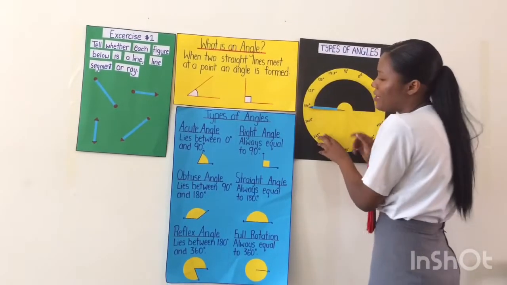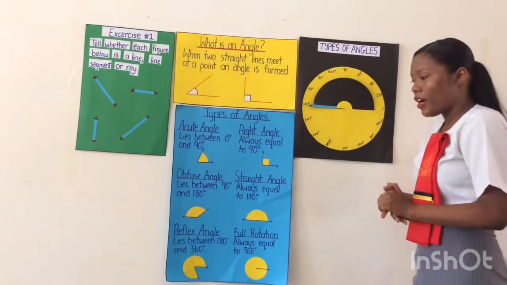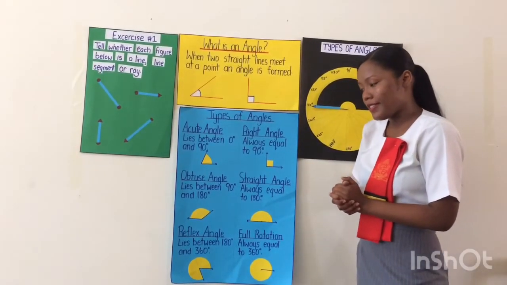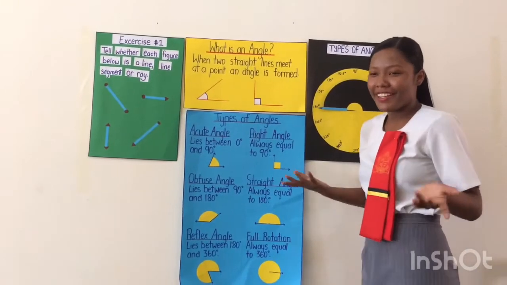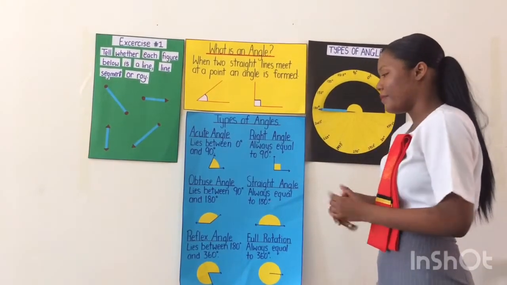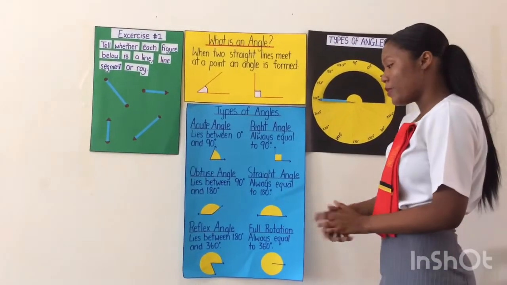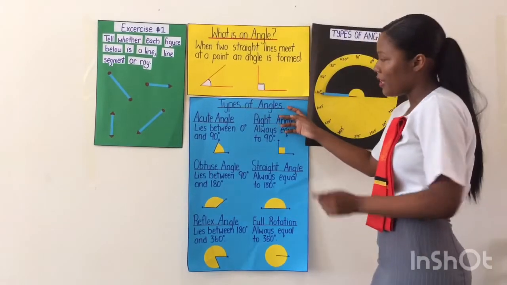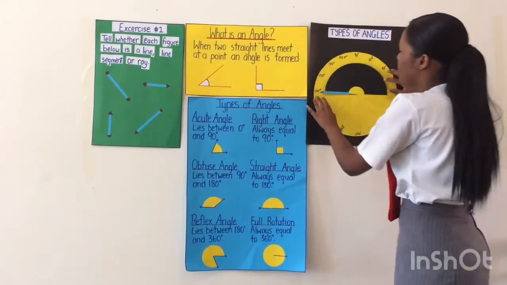So now let's look at our reflex angle. Now what it says here is that our reflex angle lies between 180 and 360 degrees. Now, Shania, can you tell me where our reflex angle would go? Give me a number between 180 and 360. Alright, Shania said 200. So we're going to put it at 200.